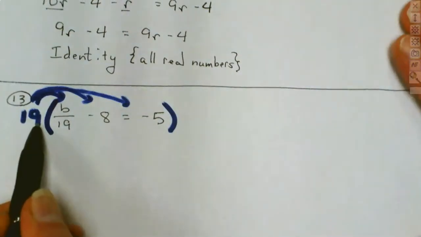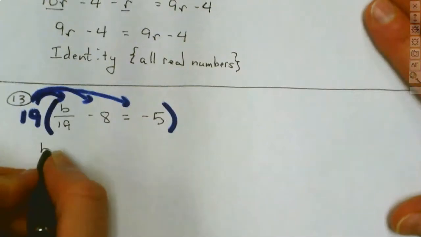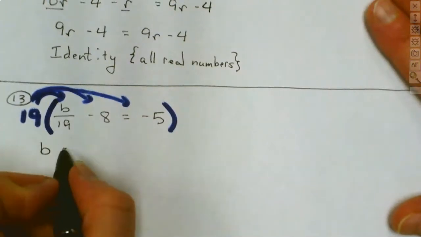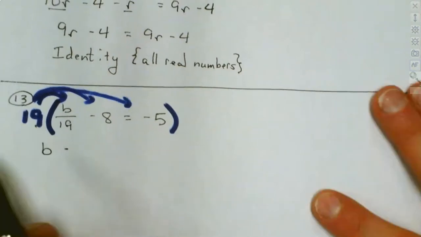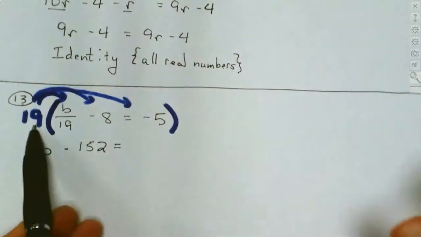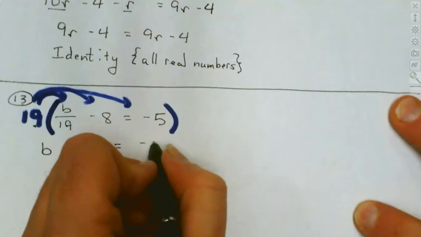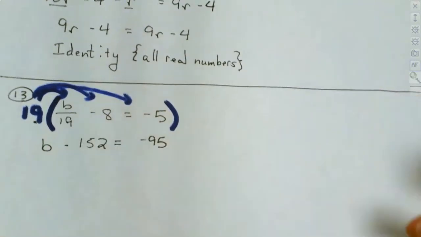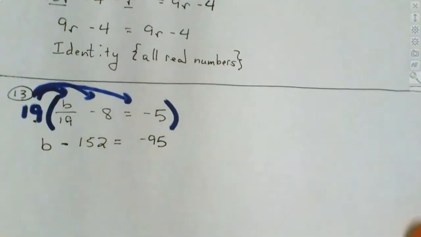So the 19 and the 19 below it, those are going to directly cancel. So that leaves you with a b. And then we have 19 times a negative 8, and that gives you a negative 152 equals. Then we have 19 times a negative 5, and that's a negative 95. So all we did was multiply everything through by a 19, because 19 was in my denominator.